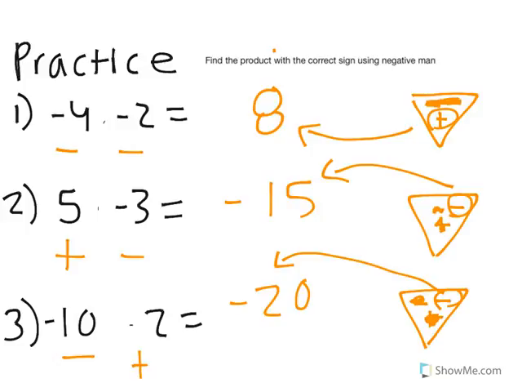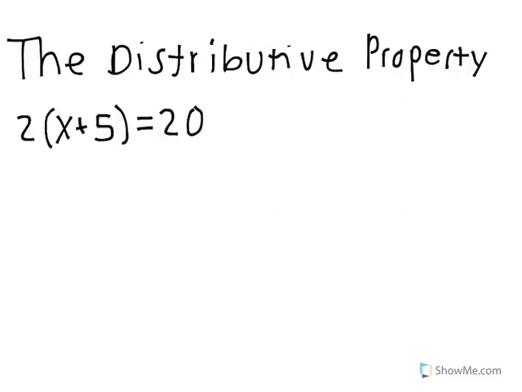Okay, so here are the answers. It was negative, negative, so it's going to be positive 8. Positive, negative, so it's going to be a negative 15. And negative, positive, so it's going to be a negative 20.